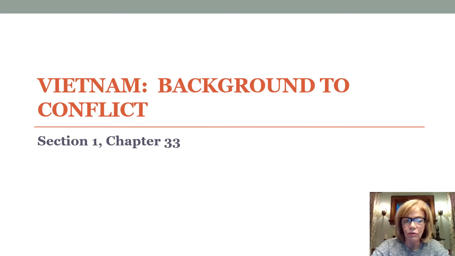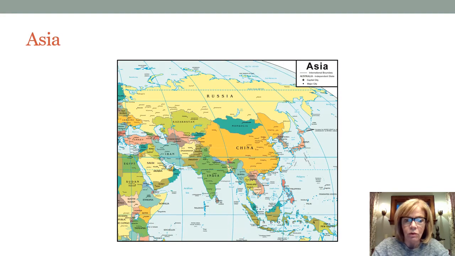Okay, so I want to talk about the background to the conflict. This is section 1 of chapter 33. Let's get going. Okay, so first off, you need to know where Vietnam is. Vietnam is located in Southeast Asia. Right here, it's this very long, skinny country right there. So it's just south of China. It's also there in the South China Sea. So keep that in mind as we go forward because it's important.